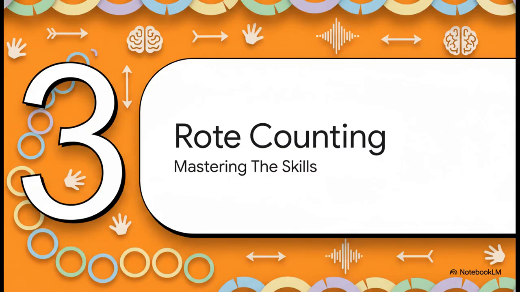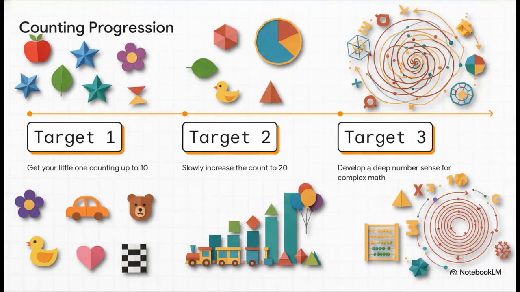Which brings us to part 3, mastering rote counting skills. Right, so how do we systematically build up that essential skill of just saying numbers in the right order? Rote counting is huge for school readiness, and you want to take it step by step. Target 1 is just getting your little one to count to 10. Once they've totally nailed that, you move to target 2, slowly bumping that count up to 20.